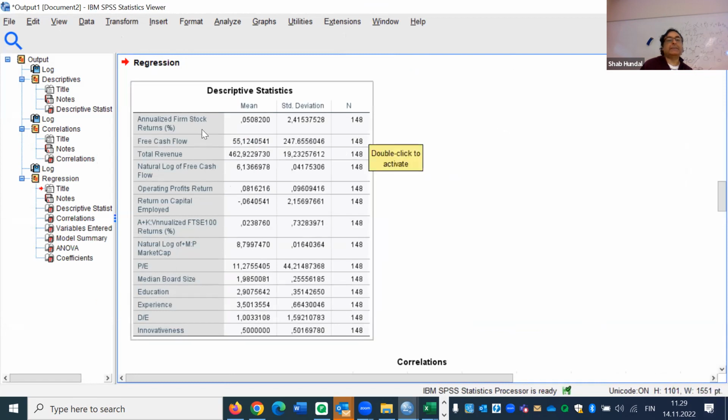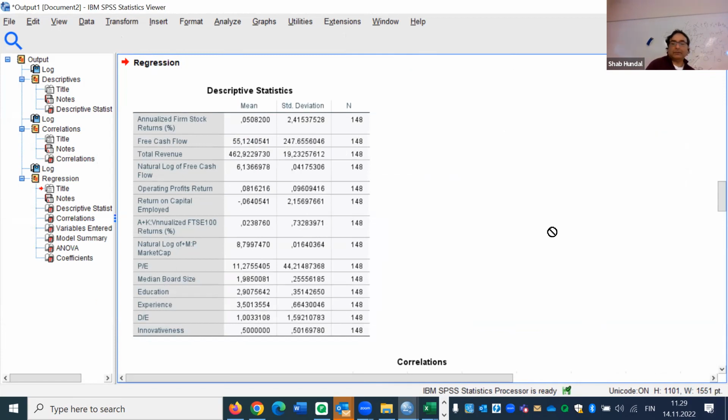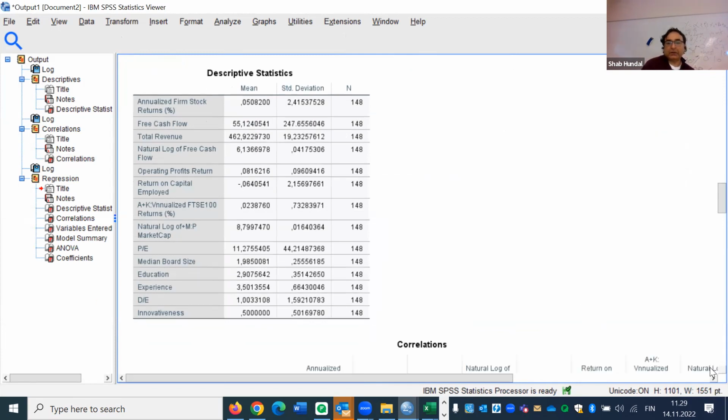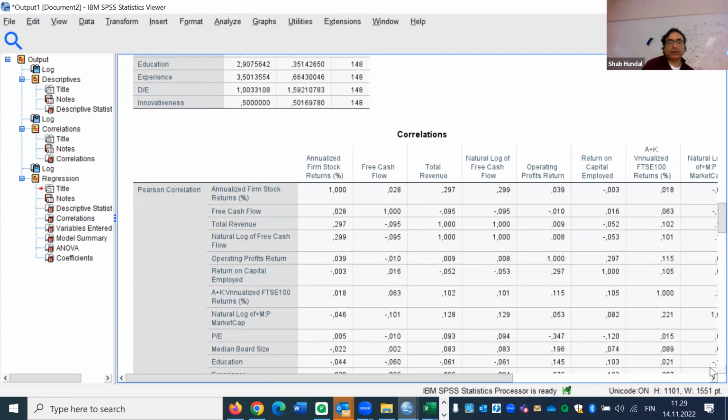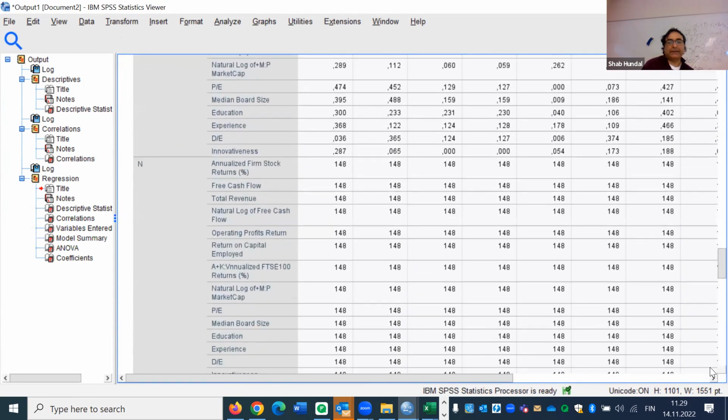You see, you get the descriptive ones again. Of course, you only get mean and standard deviation. This is the correlation. You know correlation already. But the most important thing is this.